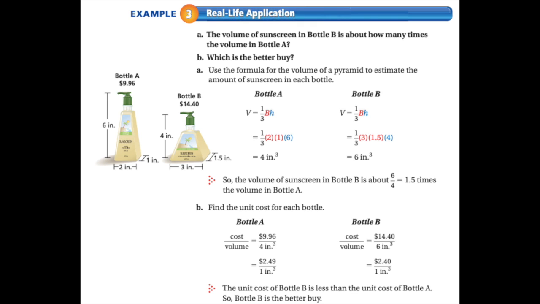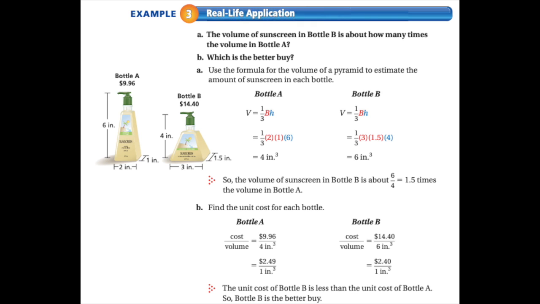And so with these problems, again, you are going to have to find the area of the base. The area of the base of these pyramids are rectangles. And so you end up with model A with an answer of 4 inches cubed. Model B is 6 inches cubed. So as I said, we want that ratio from model B to model A. So we take a fraction of 6 over 4. When we simplify that fraction of 6 over 4, we get 1.5 times. So bottle B is 1.5 times the volume of bottle A.